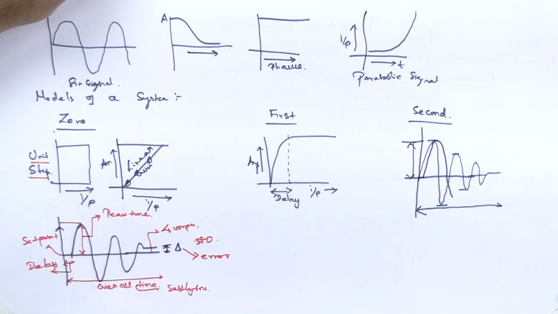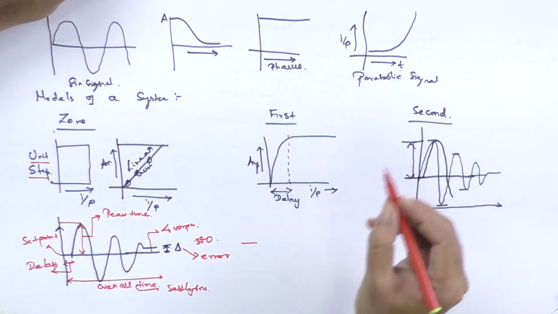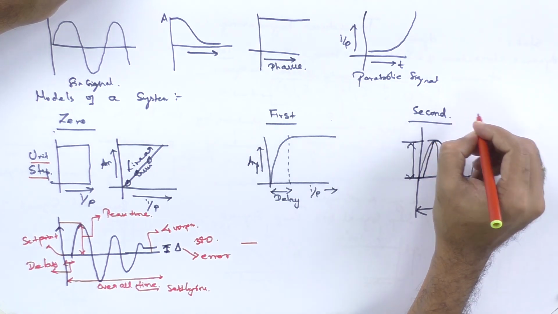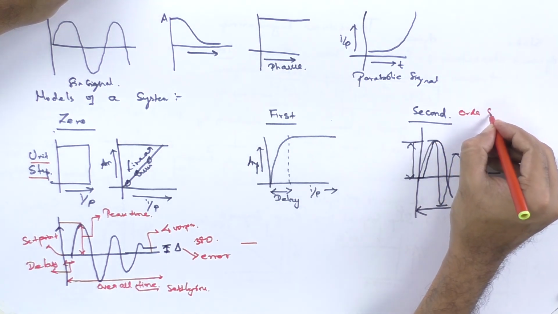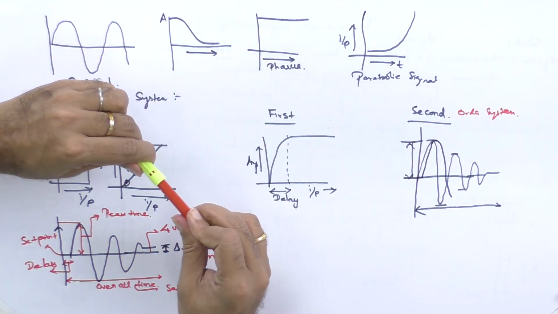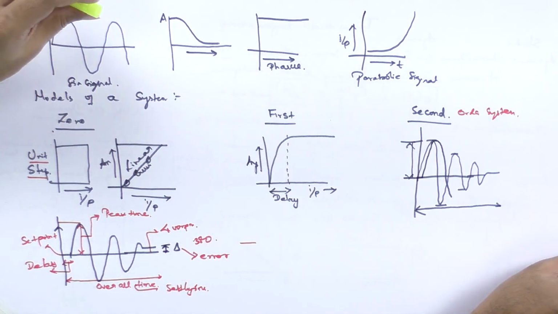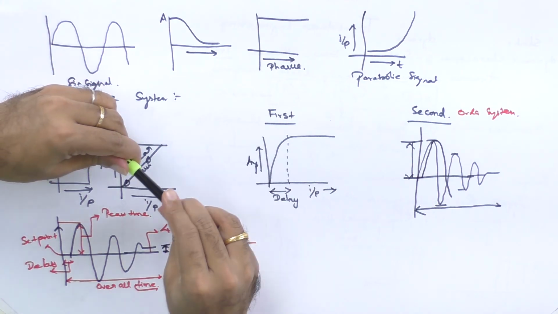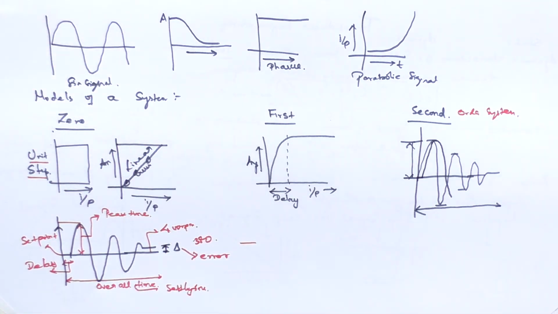Okay, this is the peak time. So we have studied the set point, delay, peak time, overall settling time, and the error, and finally the whole set of parameters that are involved with a second order system. All these things are very important, and you will study all these things in the subject named control systems.